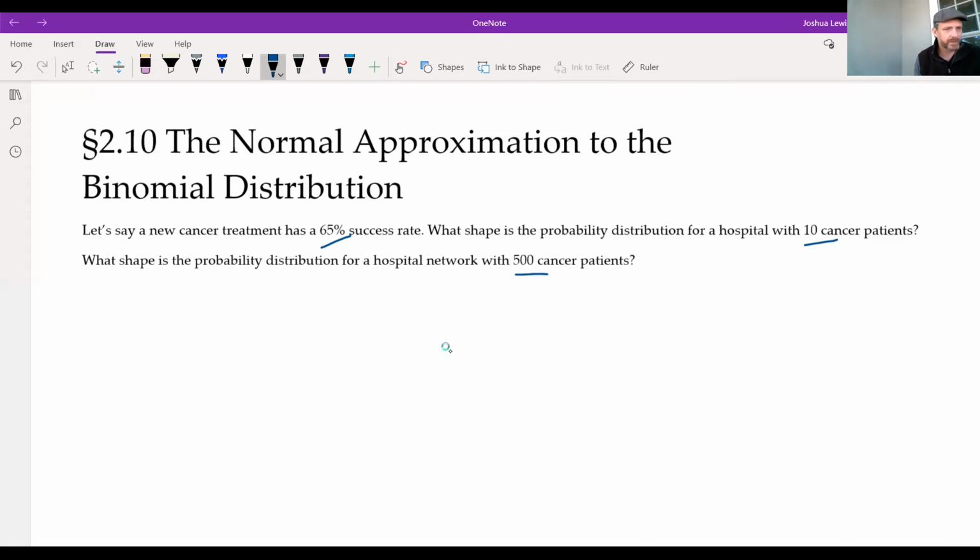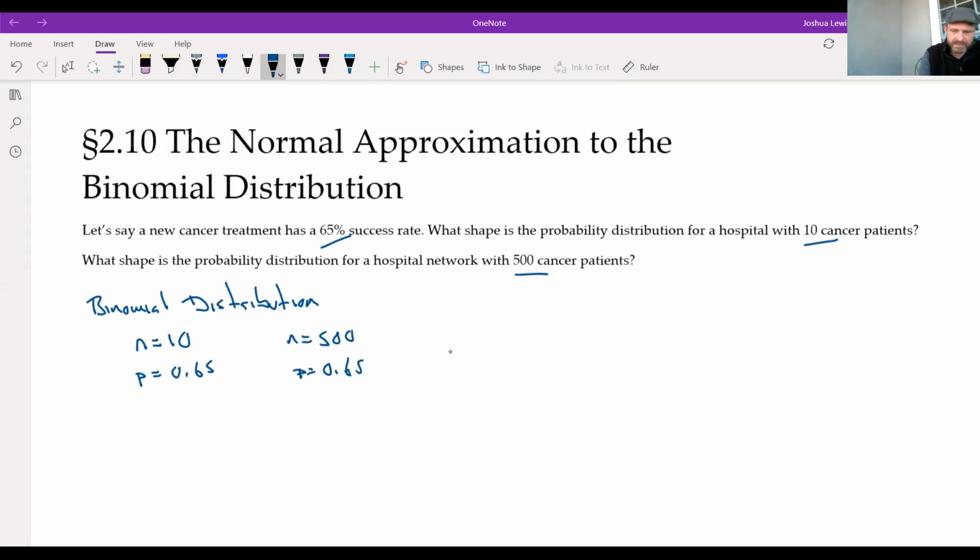And so essentially what you have here is a binomial distribution, right? Why is it a binomial distribution? Well, first of all, we have a fixed number of trials, right? We have 10 in the case of the hospital, and we have 500 in the case of the hospital network. So let's see, n is 10, and then we have n is 500, okay? And in each case, we have a probability of success being 0.65, right?